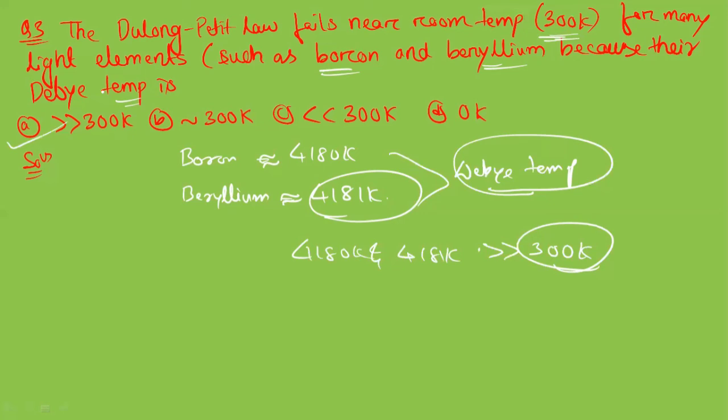So this is it for the 2012 questions. The questions are very easy. If you have any problem, you can just go to the theory part and study. Just go to the Dulong-Petit law. You can get it in any book or on Google, wherever. You can see the limitations, and there you'll get these points.